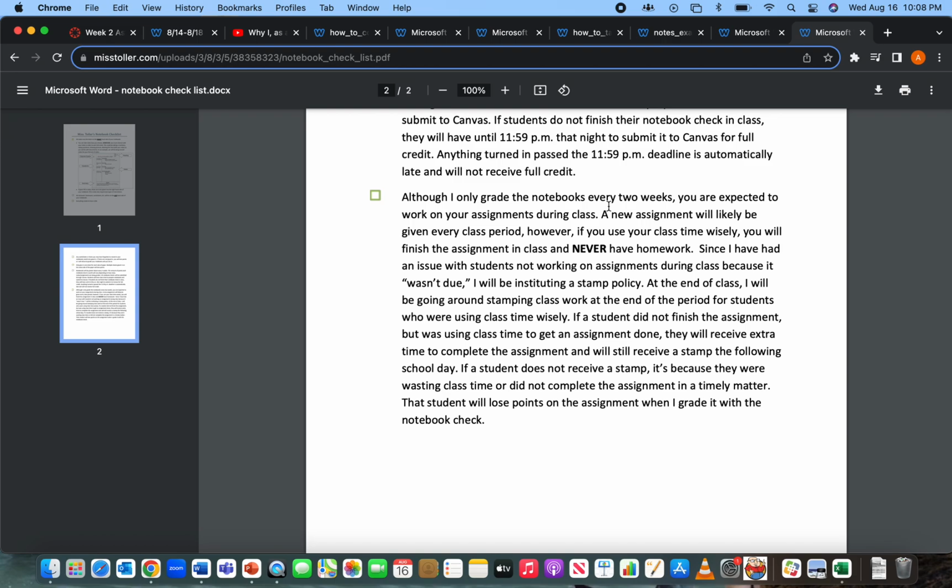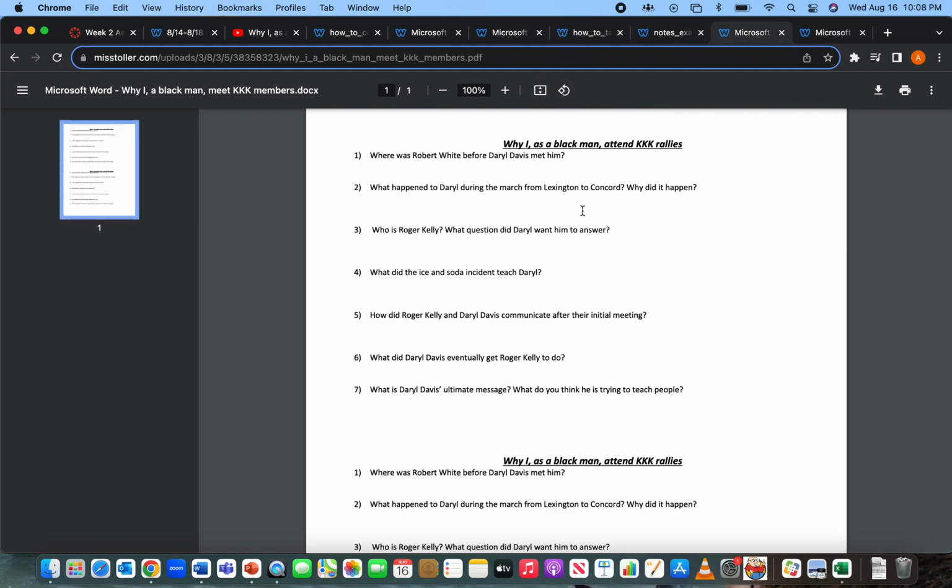So I want to clarify this a little bit more. Pretty much all of your assignments in our notebook checks are always going to be worth 10 points. So, the notes that you take on the article are going to be worth 10 points. The worksheet that you're going to complete here is also going to be worth 10 points. The assignment that you're going to do on Friday, which is doing a U.S. map, is going to be worth 10 points. I will come around and stamp these on Friday because we won't have time on Thursday.